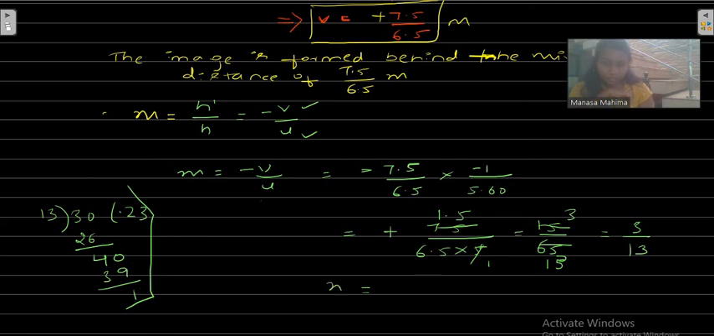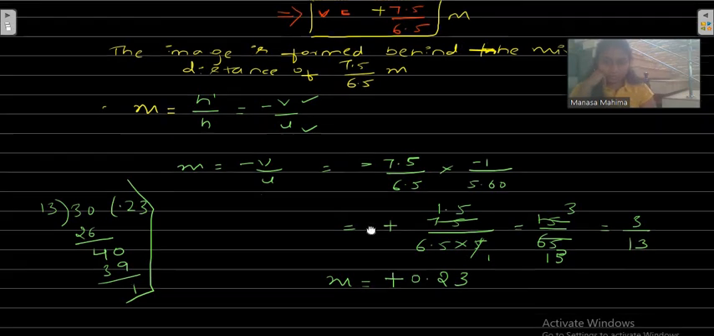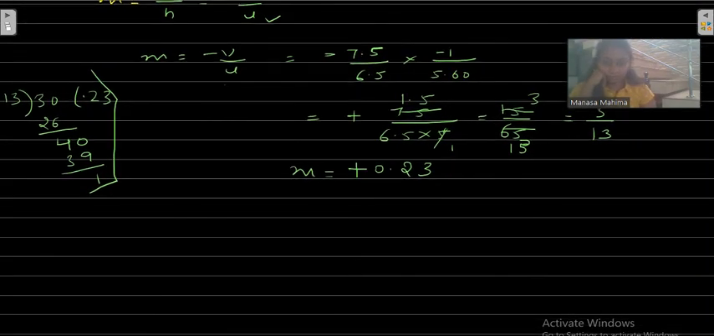Okay. So finally, how much will you get for the m value? You will get plus 0.23. So this is the answer. Okay. And finally, what can you conclude from the value of m, since you are getting m to be positive? What does the positive represent? The positive represents the image is said to be virtual.